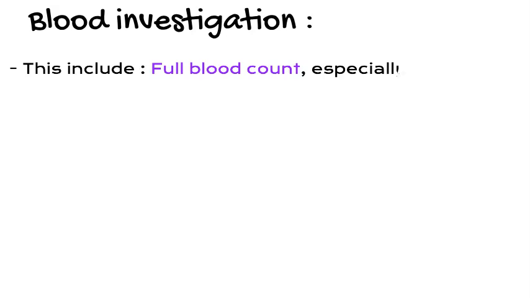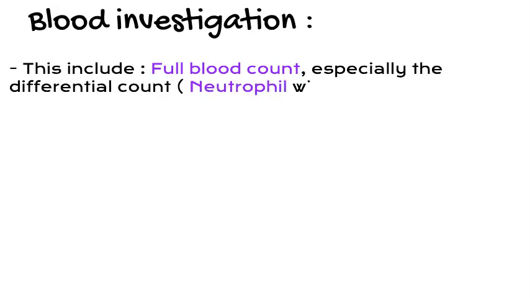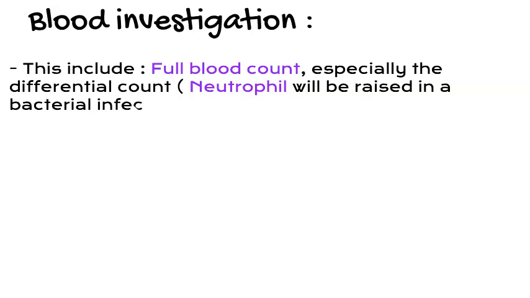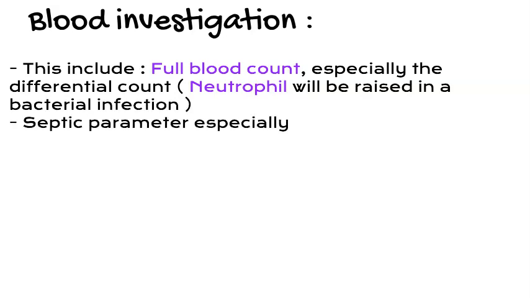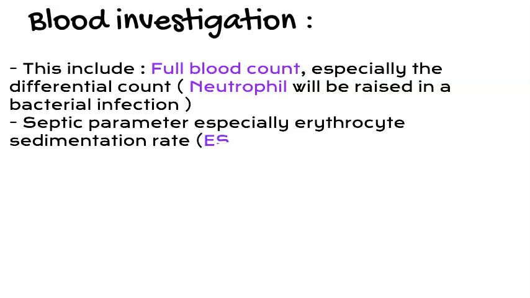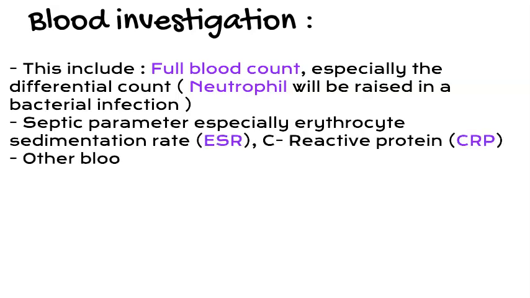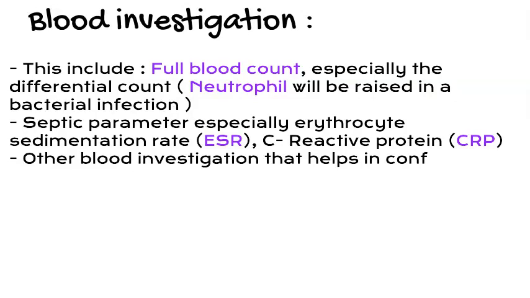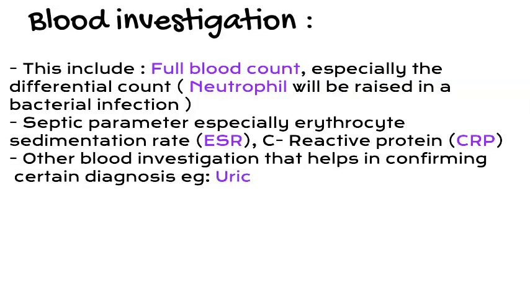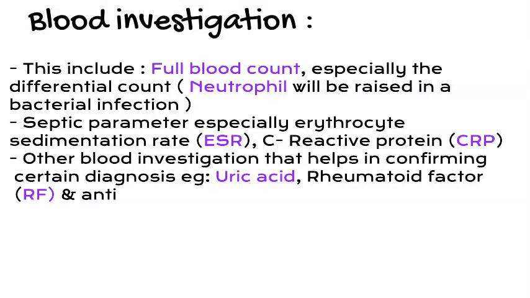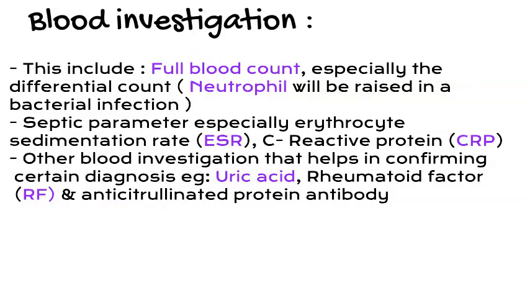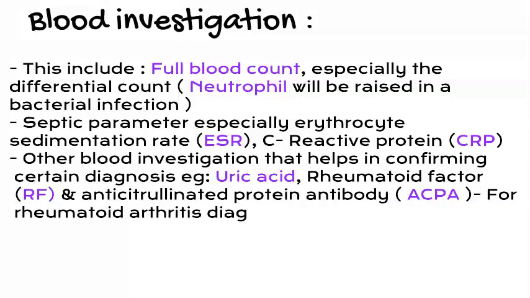For blood investigation, these include full blood count, especially the differential count. Neutrophil will be raised in a bacterial infection. Septic parameters, especially erythrocyte sedimentation rate (ESR), C-reactive protein (CRP). Other blood investigations that help in confirming certain diagnoses, example uric acid, rheumatoid factor RF, and anti-citrullinated protein antibody ACPA for rheumatoid arthritis diagnosis.